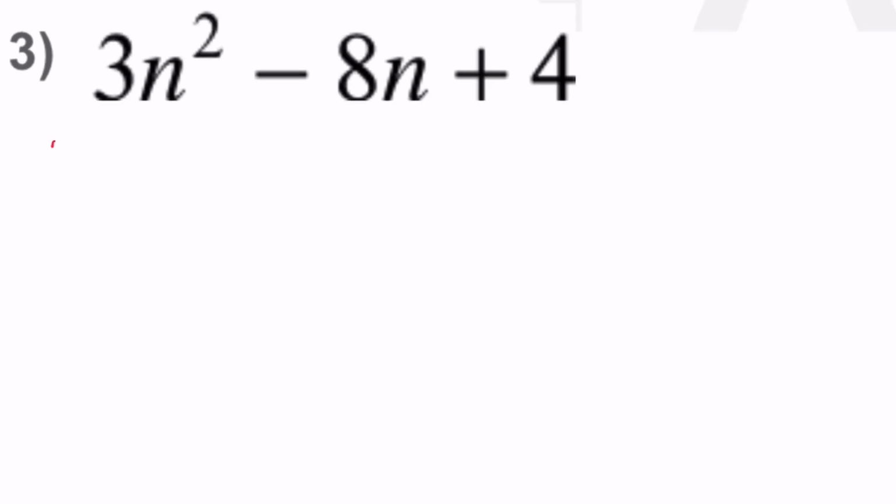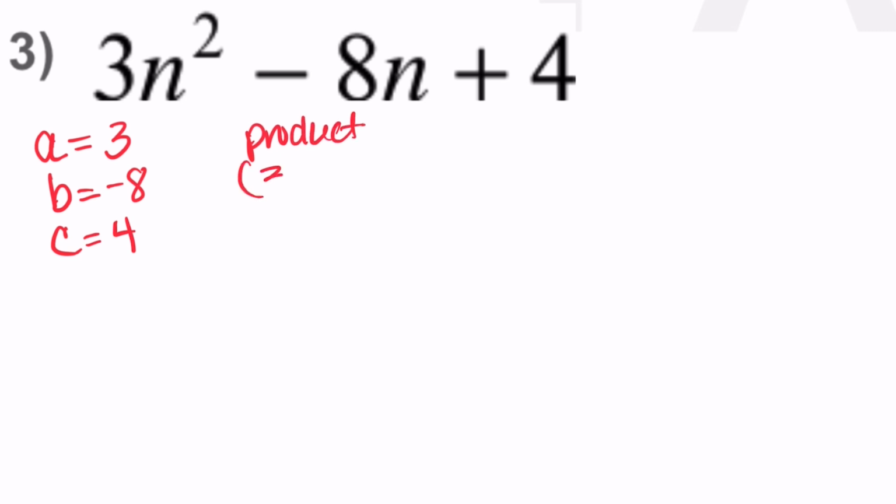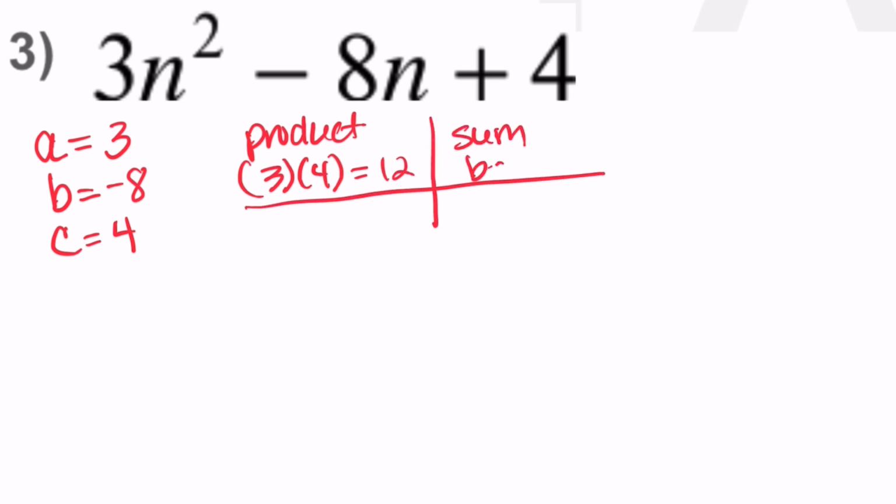For question 3, the value of a is 3. The value of b is negative 8. The value of c is 4. The product is 3 times 4, which is 12, and the sum is negative 8. What's the combo here? It's going to be negative 6 times negative 2, which is positive 12. Negative 6 minus 2 is negative 8.